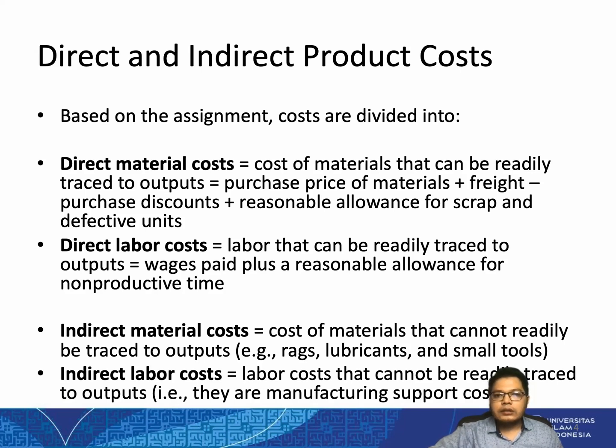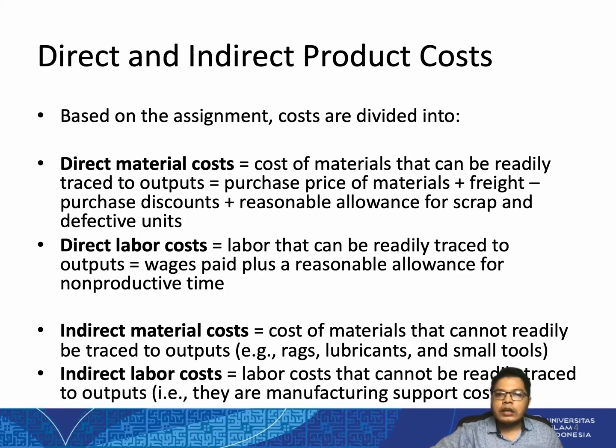Indirect material cost is the cost of material that cannot readily be traced to output, for example lubricant, rags, or small tools. Lubricant is used to help the machine work properly, right? It is rare to have a machine that can only produce one type of product. Usually one machine can be used to produce many different types of product. So how can we trace the cost of the lubricant to which product? It's hard to do that, so we call it indirect material cost.